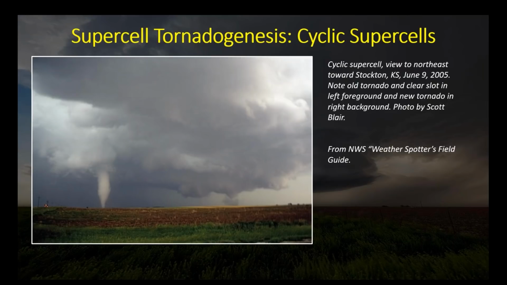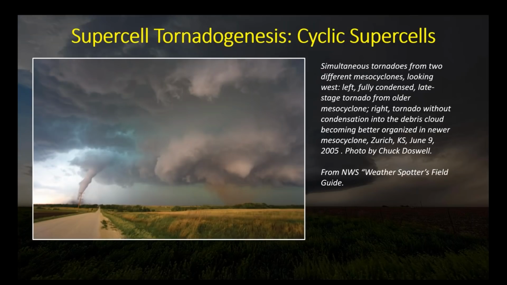So here's an example of a cyclic supercell in Stockton, Kansas. Note the old tornado and clear slot in the left of the foreground and new tornado in the right background. All right, so here's an example of a cyclic supercell in Zurich, Kansas. Note there are simultaneous tornadoes from two different mesocyclones. To the left, there's a fully condensed late-stage tornado from an older mesocyclone. To the right, there's a tornado without condensation into the debris cloud, which is becoming better organized in the newer mesocyclone.